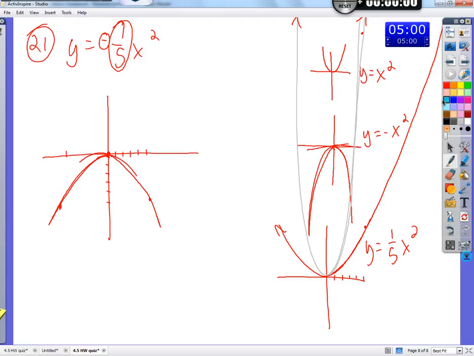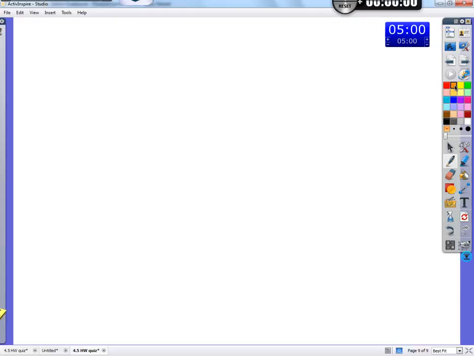Axis of symmetry, since it asked, is right there. Axis of symmetry is x equals 0, and our vertex is 0, comma 0. We'll go over 5, and down 5. Graph the parabola, okay.